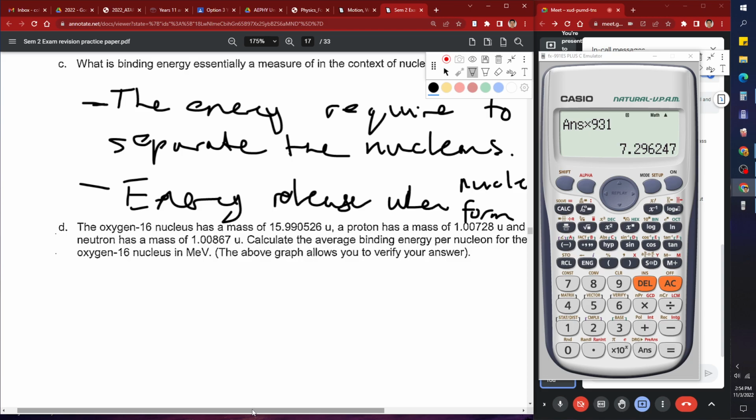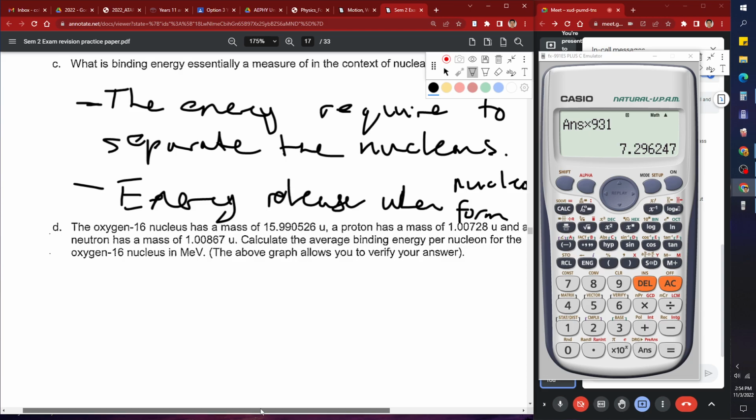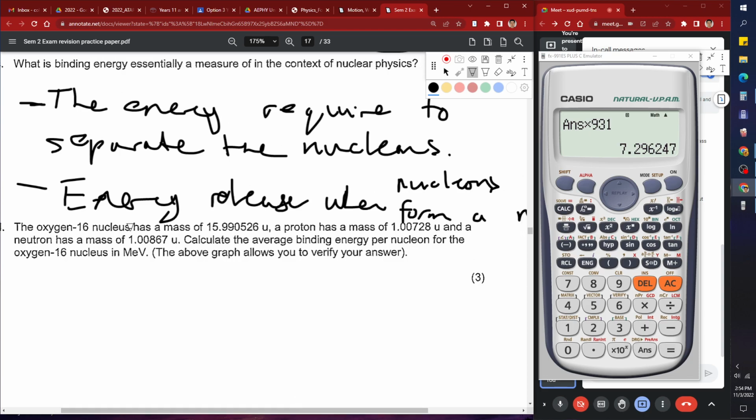Okay. Any other questions? We got the last one here. What does it say? Oxygen-16 nucleus has a mass of this. A proton has a mass of this. And a neutron has a mass of this. Calculate the average binding energy per nucleon for the above.